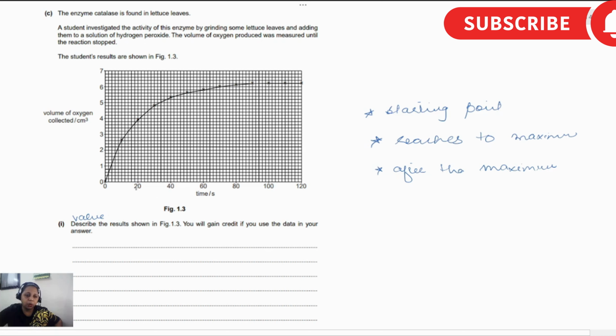Keep in mind that at 20 seconds the volume of oxygen is about 4. At 40 seconds the volume is about 5.5. I'm giving you a rough value. At 60 the value is almost 5.8. At 80 the volume is almost 5.9, no, it's 5.9, not 6. At 100 it becomes 6, and at the next point again it is 6 cubic centimeters. So what do you get from this graph? You need to describe.